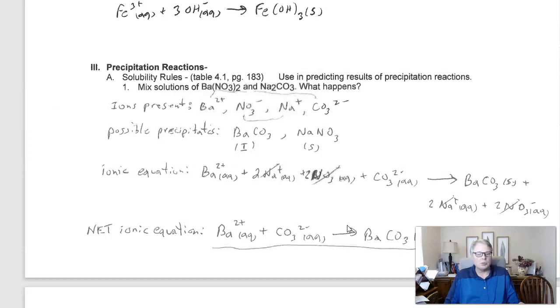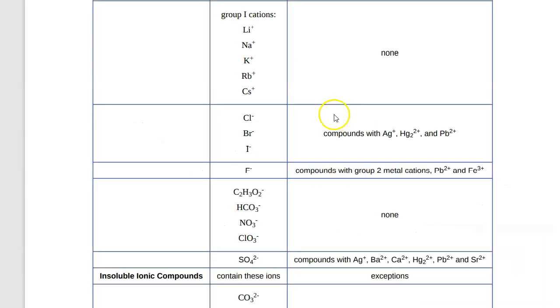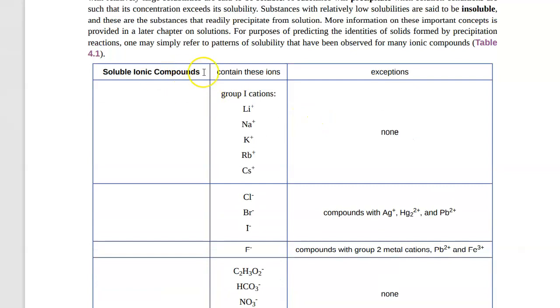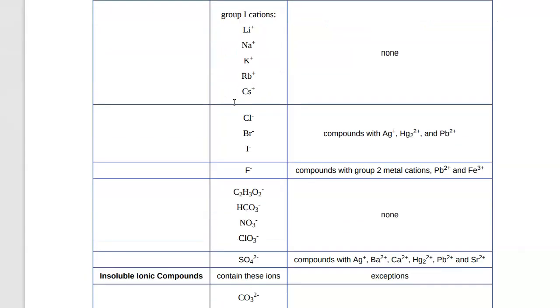To predict results in precipitation reactions, you have to know your solubility rules. In other words, you have to know what things are soluble in a water solution and what things aren't soluble in a water solution. To help you know that, here are your solubility rules, and these are found in Table 4.1 on page 183. So that would look a little something like this. This is on page 183 here, so we'll take a look at this real quick.